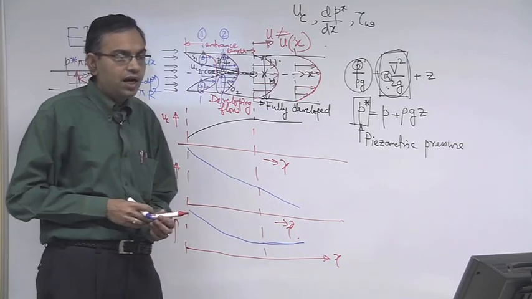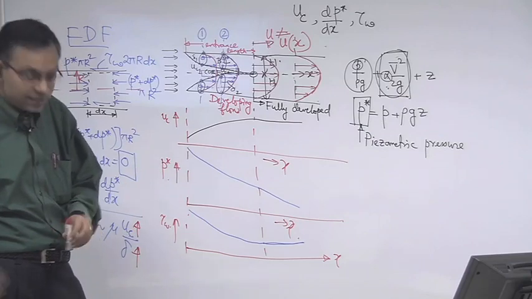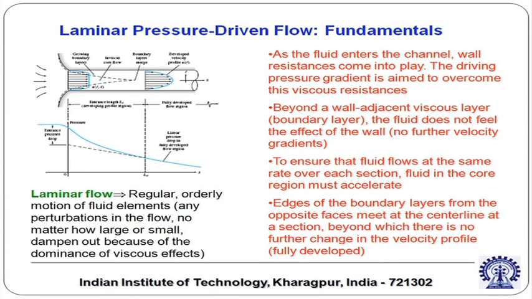So now, to summarize a part of whatever we have learned, let us go to the slide. If you recall, there is a channel. These dotted lines are the edges of the boundary layer, and this is the inviscid core region, and the boundary layers merge. Beyond that, the flow becomes fully developed. The physics of the developing and the developed region can be understood by these simple statements, which I have jotted down only for the beginners.